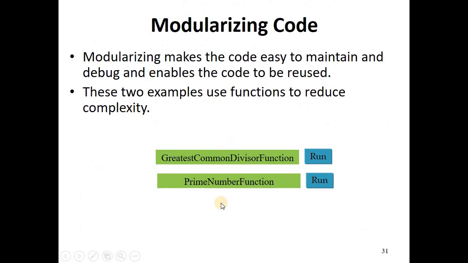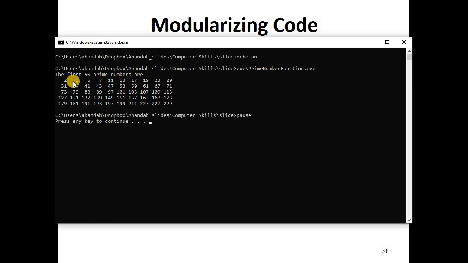For the second program, it prints prime numbers. A prime number is a natural number greater than 1 that cannot be formed by multiplying two smaller natural numbers. Let's run it. This program gives this output.